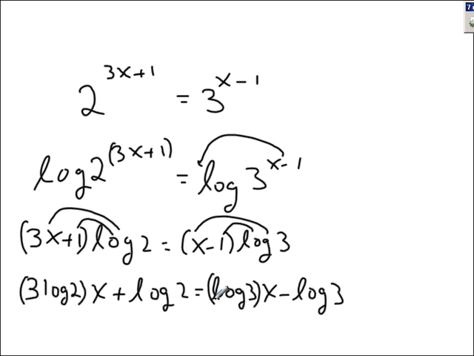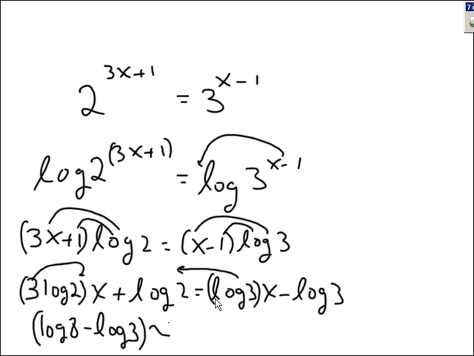Then I get all the logs on one side. This 3 goes up there, and now I have log 8 x's, and I'm going to bring over log 3 x's. So I'm going to have this number of log x's. And I bring the log 2 over. The right side already has a minus log 3, and now it has a minus log 2.